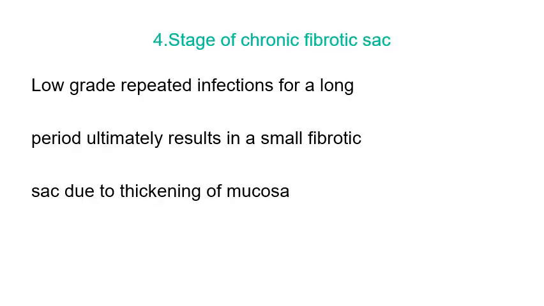Then there is the fourth stage of chronic fibrotic sac. Low-grade repeated infections over a long period ultimately result in a small fibrotic sac due to thickening of the mucosa. When chronic infection causes inflammation and there is fibrosis, the sac becomes thick but small, so there is no regurgitation. It becomes a fibrotic sac.